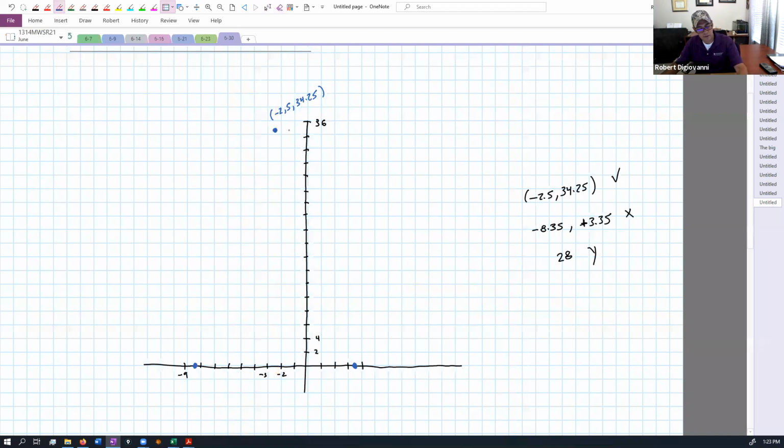The y-intercept was 28. It's 36, 34, 32. It's right there, that's 28. And now I just draw. Okay. That looks like a V. Curve that a little more. There we go. All right. Y'all okay?